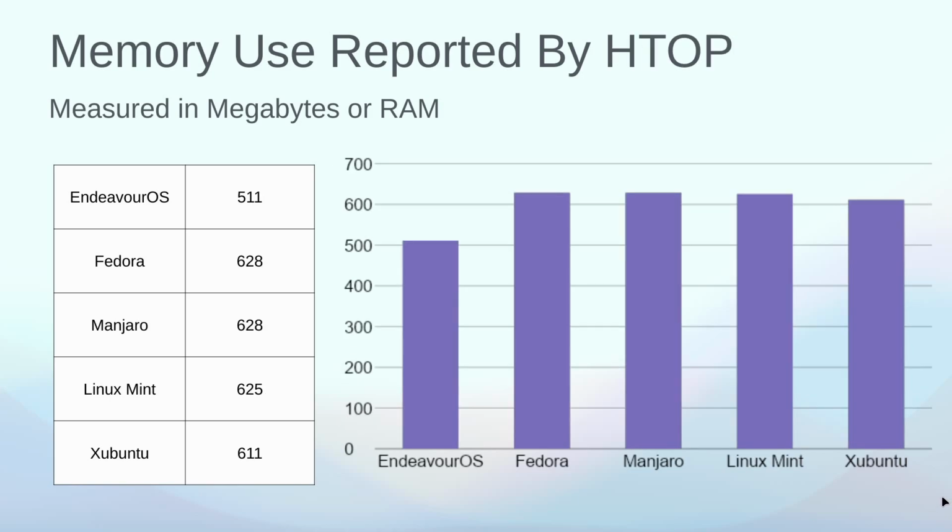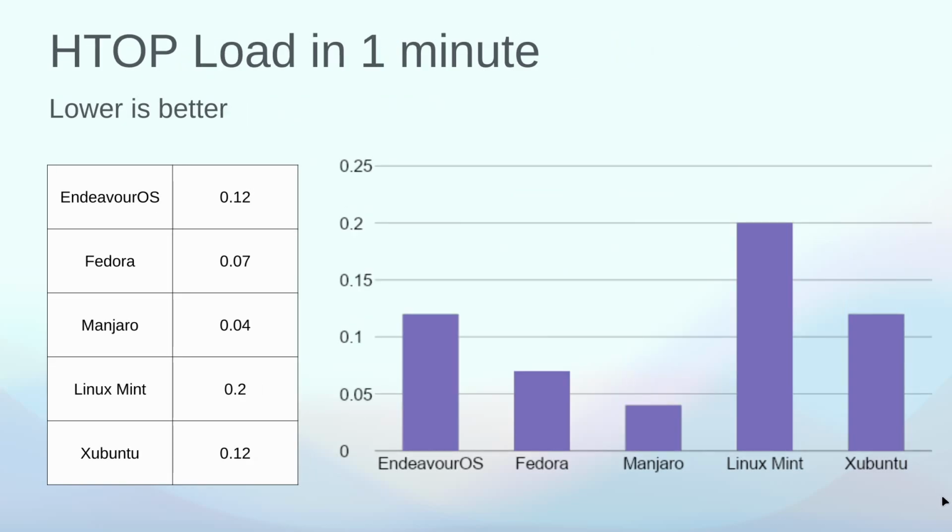I also looked at the RAM that was reported by HTOP. These are nearly the same numbers, although Fedora, instead of being 800 something, came in at 628, the same as Manjaro, very close to Linux Mint. So they were all pretty much the same memory use as reported by HTOP.